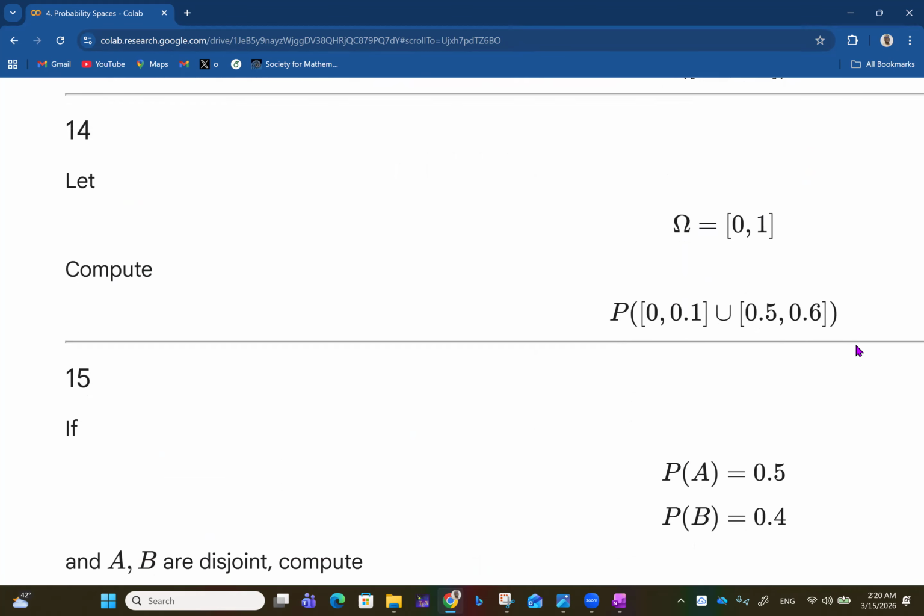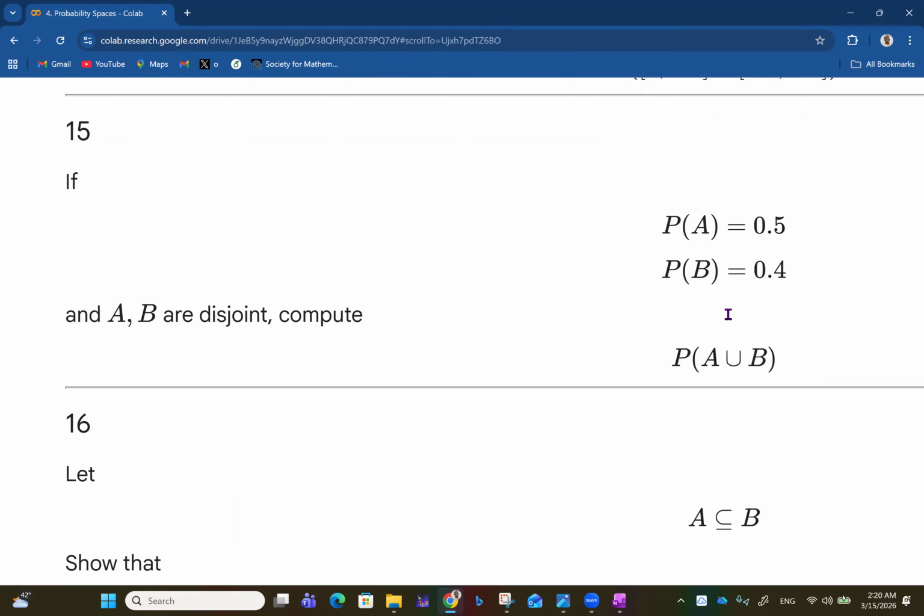Then 14, let this be omega. You want to compute the probability of this union that. So this is 0.1, because 0.1 minus 0 is 0.1, plus 0.6 minus 0.5, that's 0.1. So that's 0.1 plus 0.1, which is equal to 0.2 altogether.